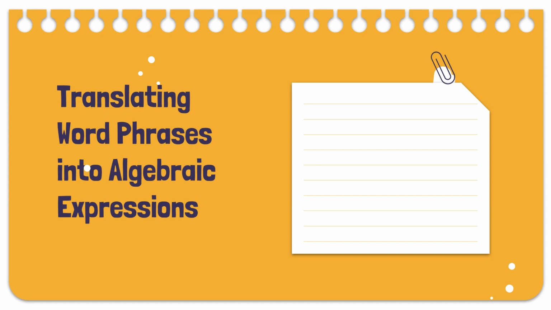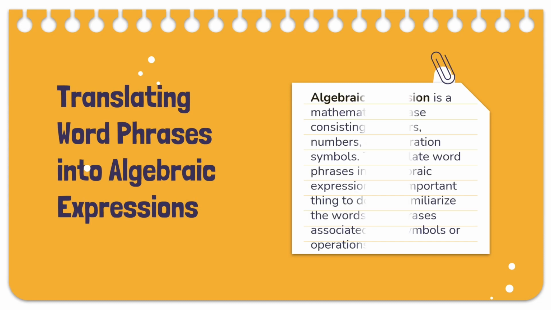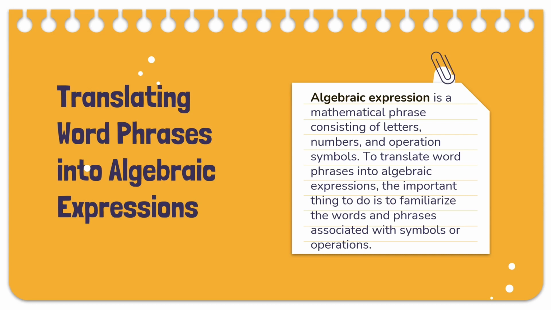Okay, so these are the things that we need to remember when we are translating word phrases into algebraic expressions. So first, we have to know that algebraic expression is a mathematical phrase consisting of letters, numbers, and operation symbols. So, binubuo siya ng mga letters, ng numbers, tsaka mga operational symbol. To translate word phrases into algebraic expression, the important thing to do is to familiarize the words and phrases associated with symbols or operations. So, kailangan familiar tayo dun sa mga words or phrases para ma-translate natin siya into symbols.